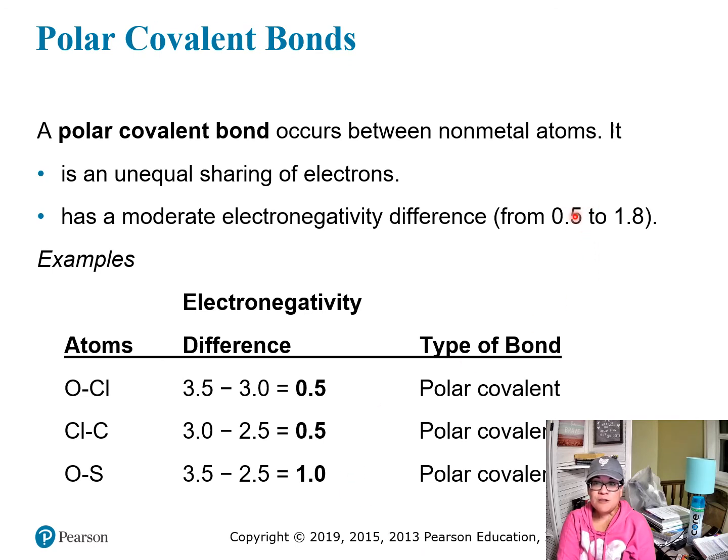If the differences are between 0.5 and 1.8, and different textbooks will have different cutoffs for these. So I've seen it as high as 2.1. Those are considered polar covalent. Remember, they have to be between nonmetals, but this is an unequal sharing of electrons. So that's the difference in electronegativity.